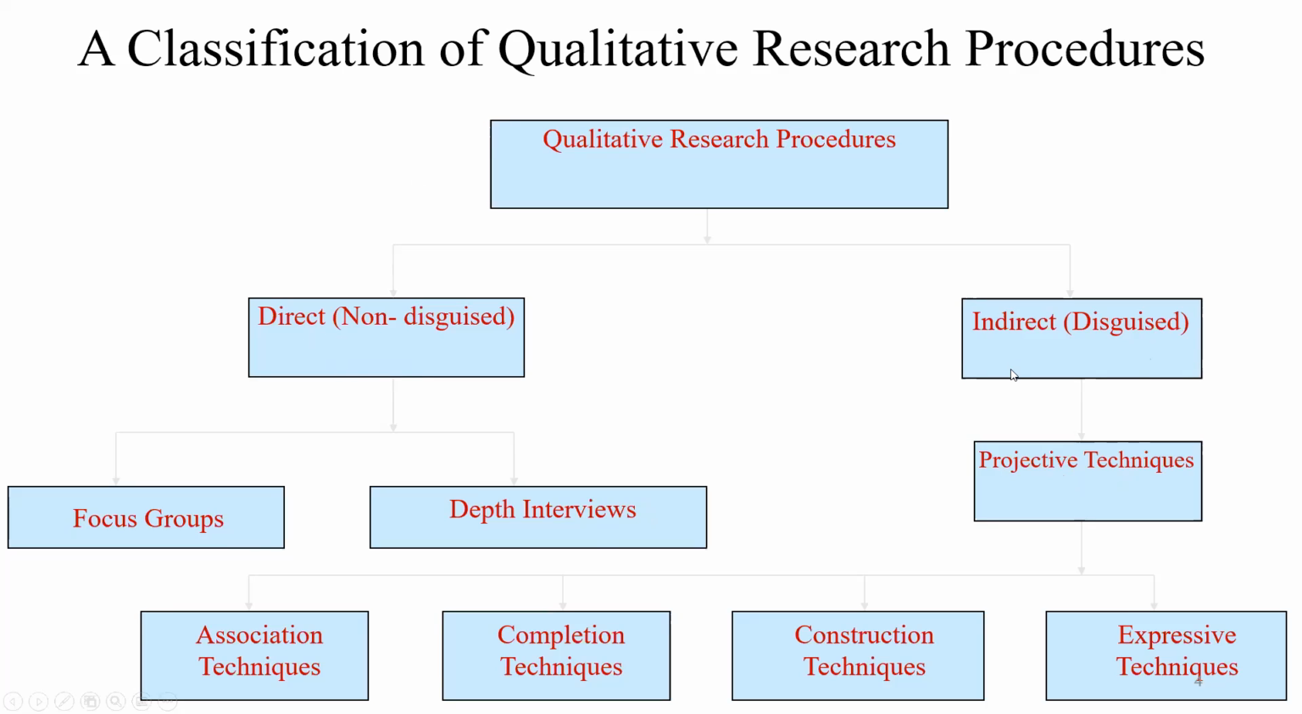Another one is called indirect. In direct qualitative research, there again are two types: focus group and depth interview. I will discuss what they are. In a focus group, mostly a lot of people will be there, meaning more than 3-4 people. In a depth interview, it is one person, maximum two, and in depth they will interview.